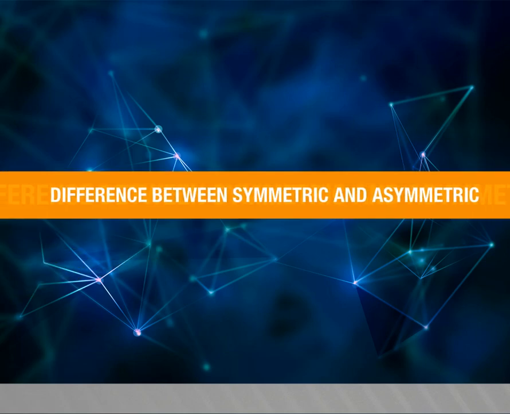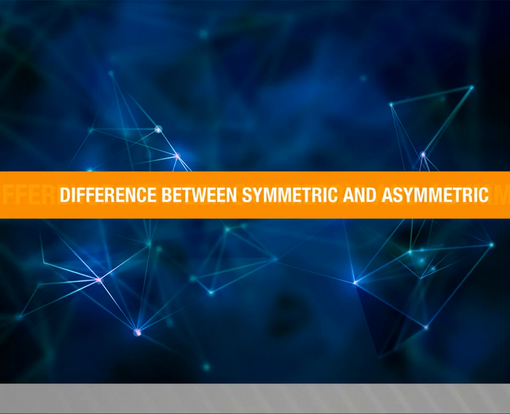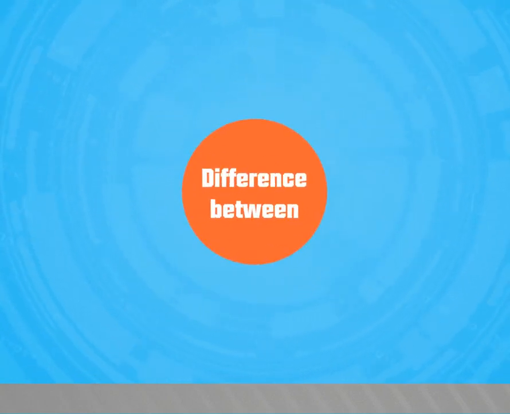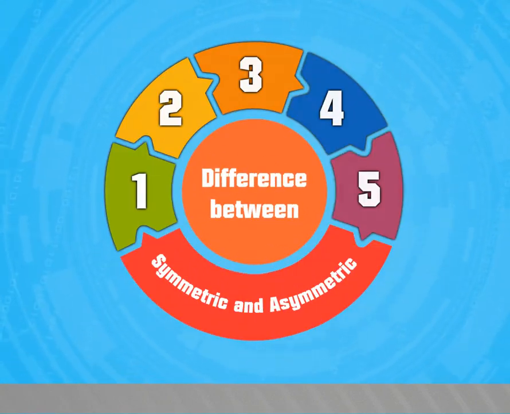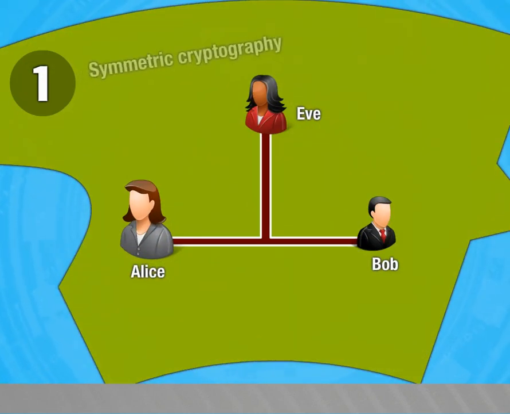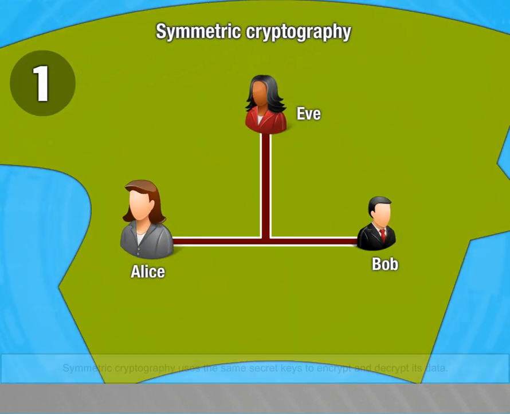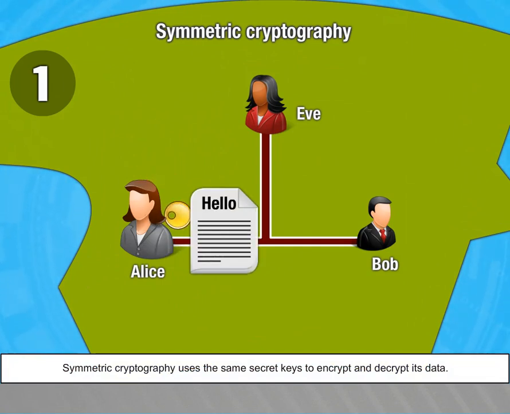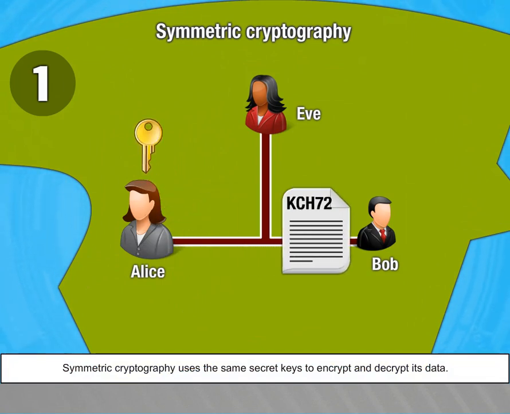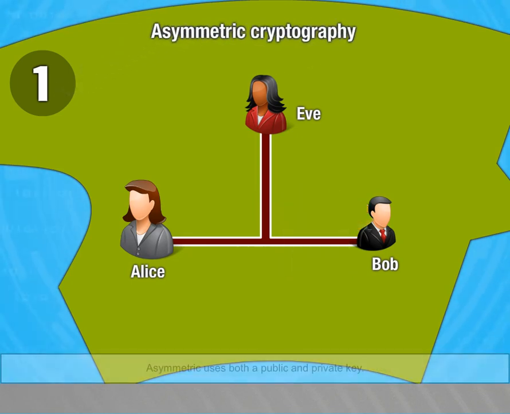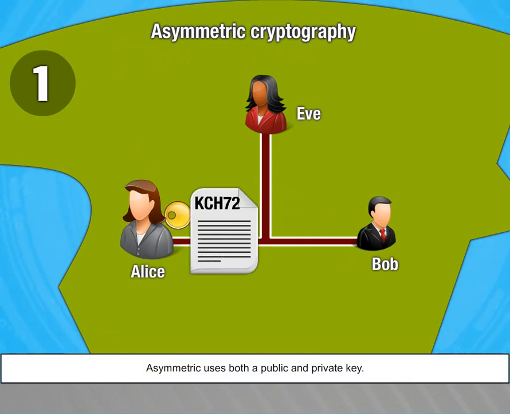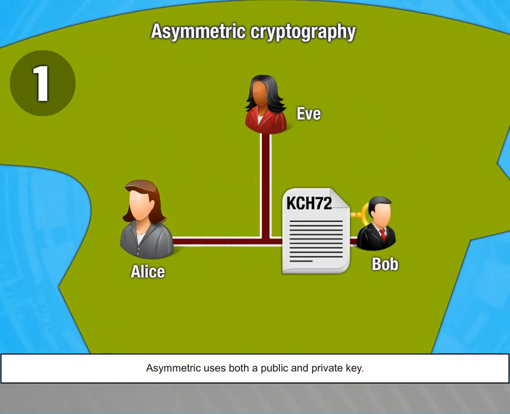Difference between symmetric and asymmetric. In this video, we are going to learn about the difference between symmetric and asymmetric. Symmetric cryptography uses the same secret key to encrypt and decrypt its data. Asymmetric cryptography uses both a public and a private key.